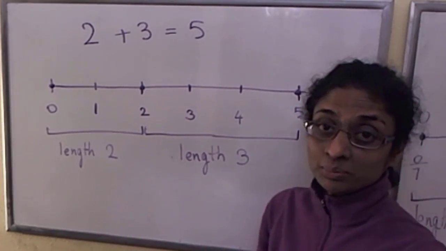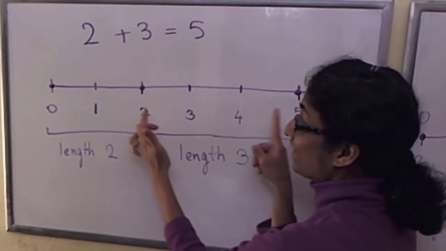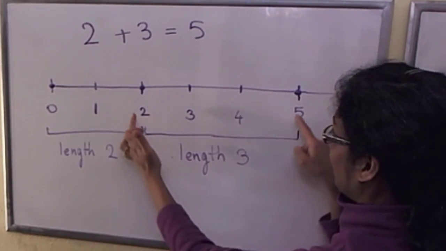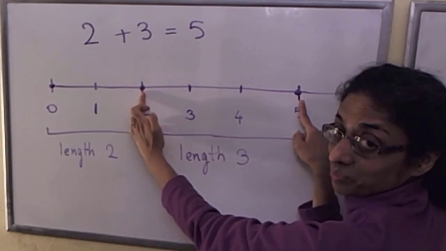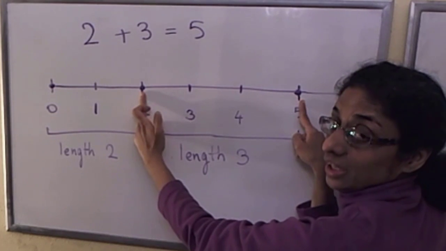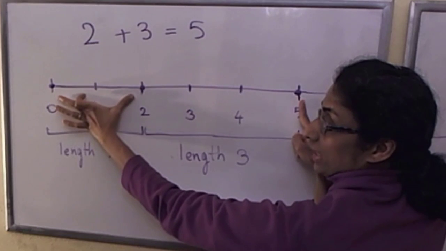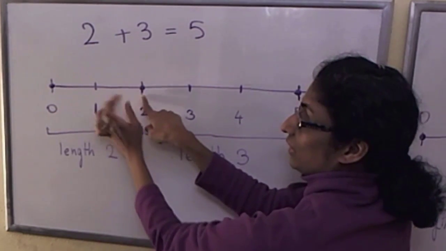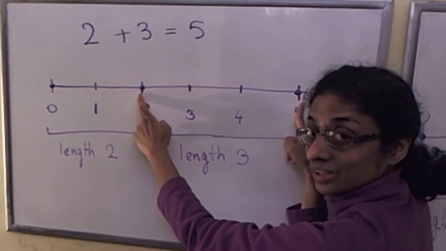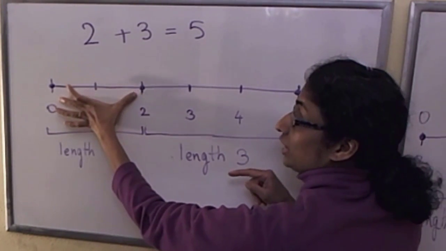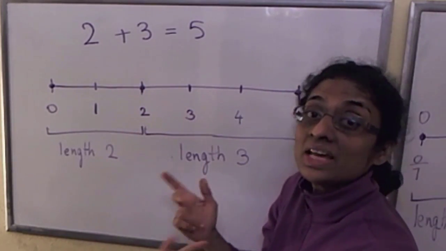2 plus 3 means attached to this segment of length 2, another segment of length 3. So that would be this, 1, 2, 3. If you look at this segment, this is of length 3. Now notice how I did my attachment. I have my segment of length 2, and exactly where it ends, I start the next segment of length 3. So this way of joining one segment end to end with another segment is called concatenation of segments.